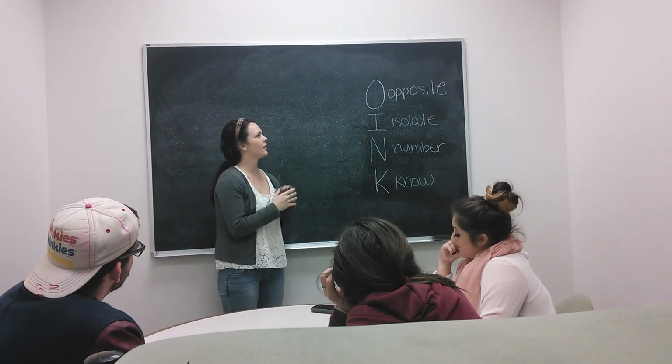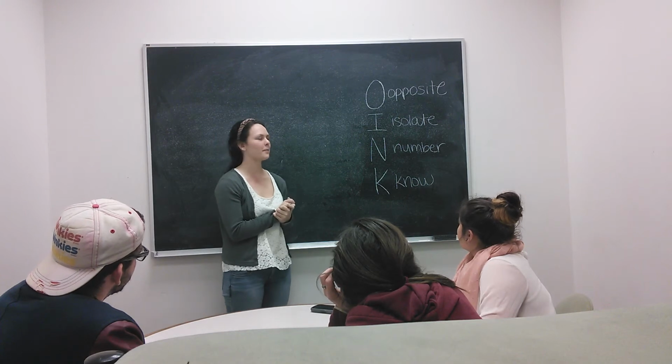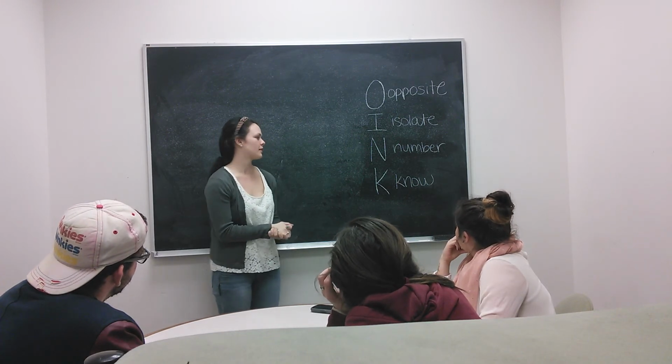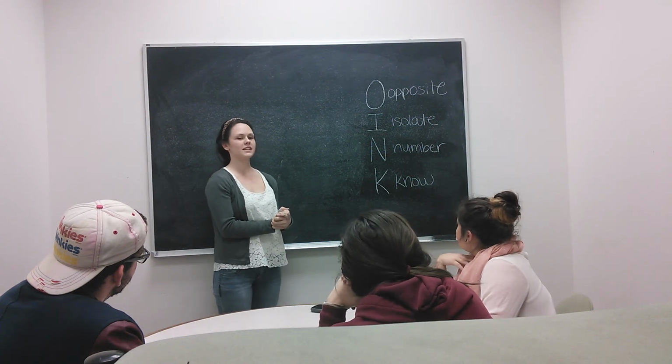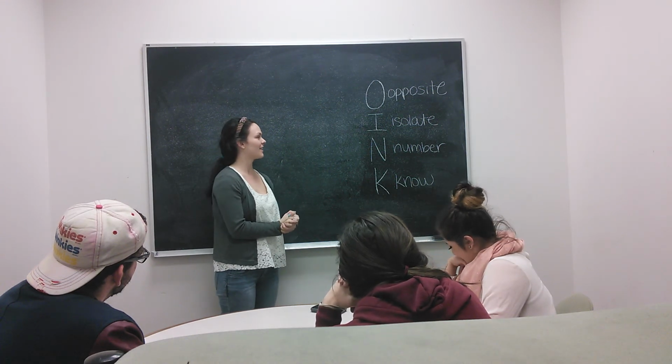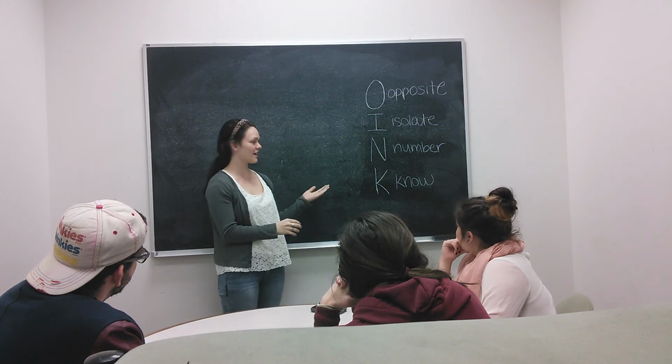It goes like this. O, perform the opposite operation. I, be sure to isolate the variable. N, x should be equal to a number. K, check to know that you are right.